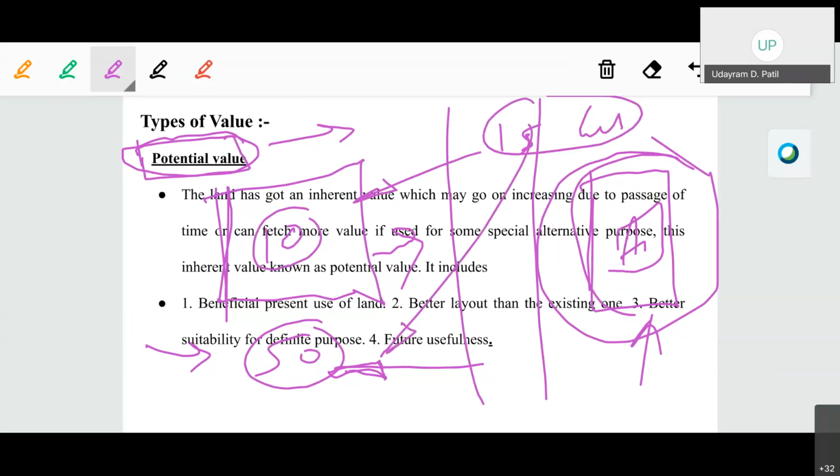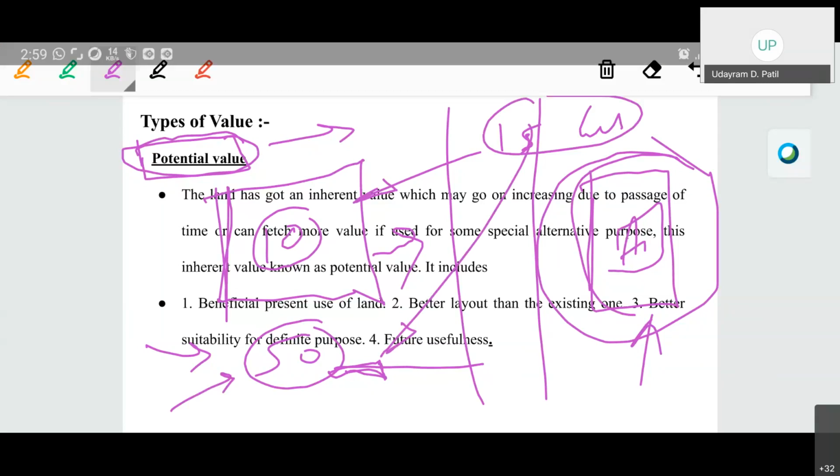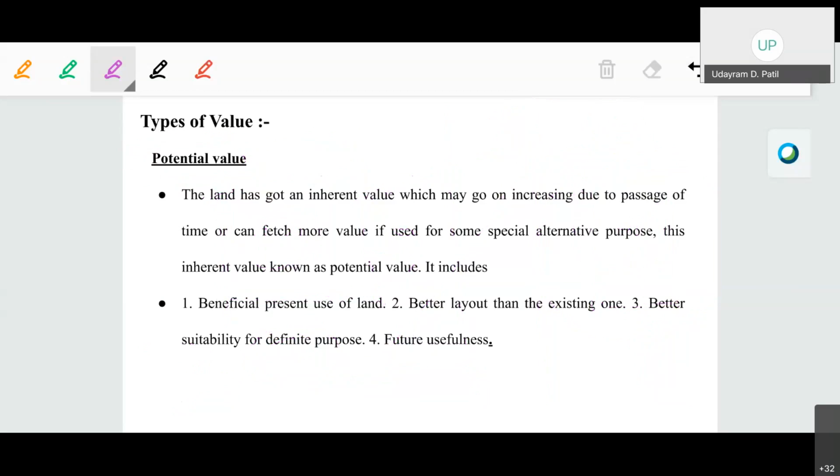So this potential value enables me to bid for that particular property at a higher rate, so that I will gain from that property in the future. So this is the potential value. The land has an inherent value which is going to increase with the passage of time and can fetch more value if used for some special alternative purpose. This inherent value is the potential value.